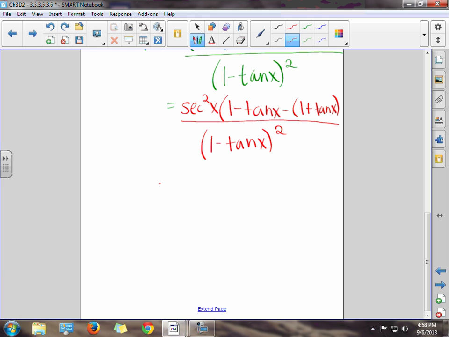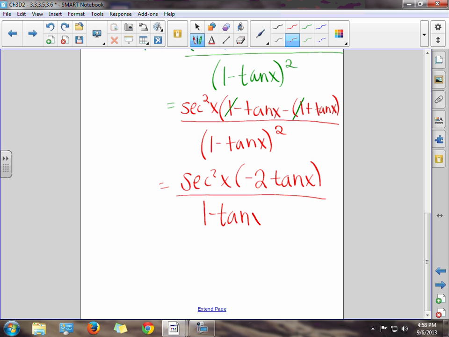And now let's see what else. So this is 1 minus tangent x minus 1 minus tangent x. So the ones are actually going to cancel. I'm going to end up with 2 negative tangent x's. So I'm going to combine those together, and I get secant squared x times negative 2 tangent x all over 1 minus tangent x all squared. And this is my f prime of x. So I think that's good. I think that's as much as I'm going to clean it up.